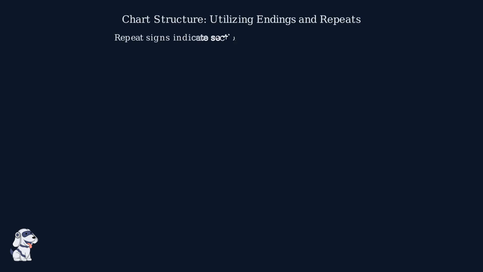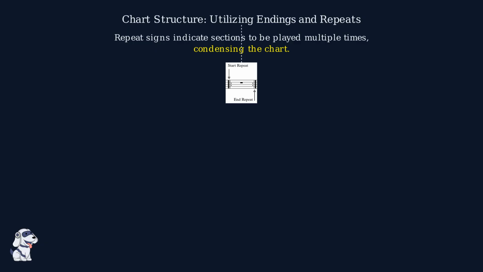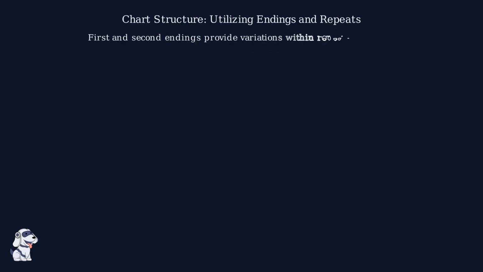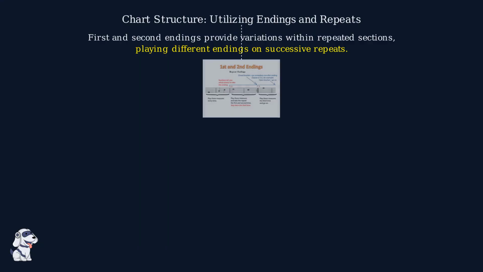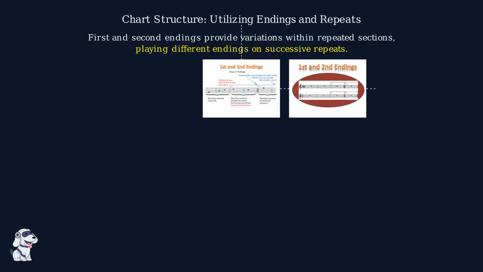NNS charts employ repeat signs to indicate sections that should be played multiple times. These signs, consisting of vertical lines with dots, condense the chart by avoiding repetition of musical material. First and second endings allow for variations within repeated sections. On the first pass through the repeat, the first ending is played, while on subsequent passes, the second ending is used. This technique further condenses the chart by handling structural variations efficiently.